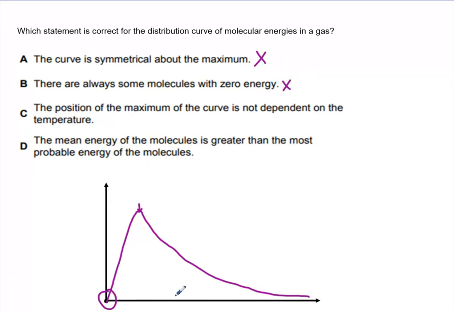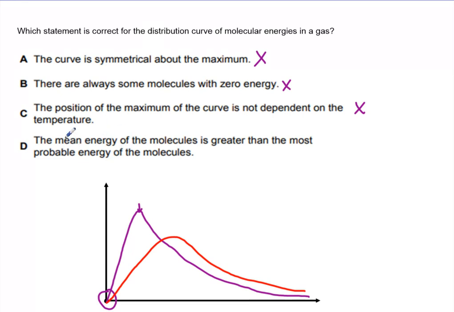The position of the maximum is not dependent on temperature. Well, that's not true either, because if I were to heat this up, the peak would move to the right and lower down, and then the curve would stay above the original from that point onwards. So the position of the maximum is dependent on temperature, which means the last one should be right, but we can double check it.